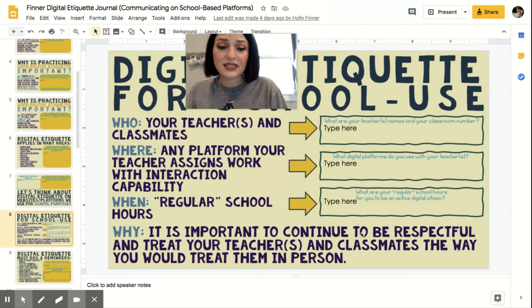And why is it important to continue to be respectful and treat your teachers and classmates the way you would treat them in person? That's going to be your why. So take a moment, pause, and respond.